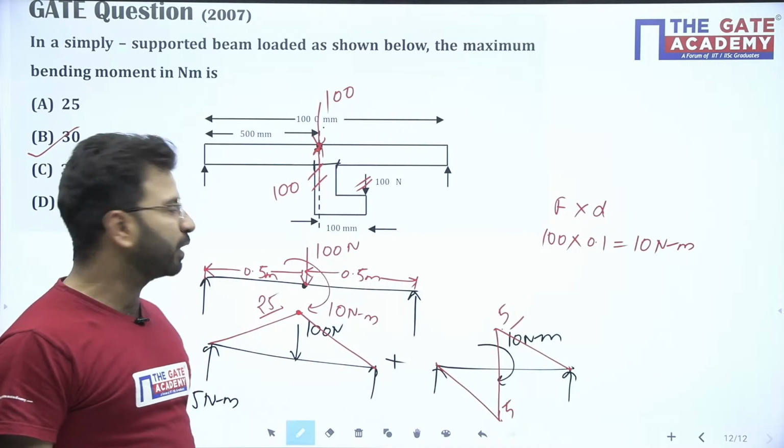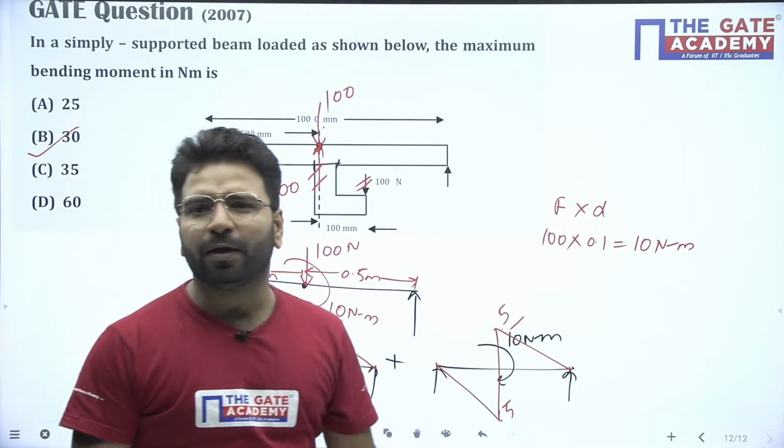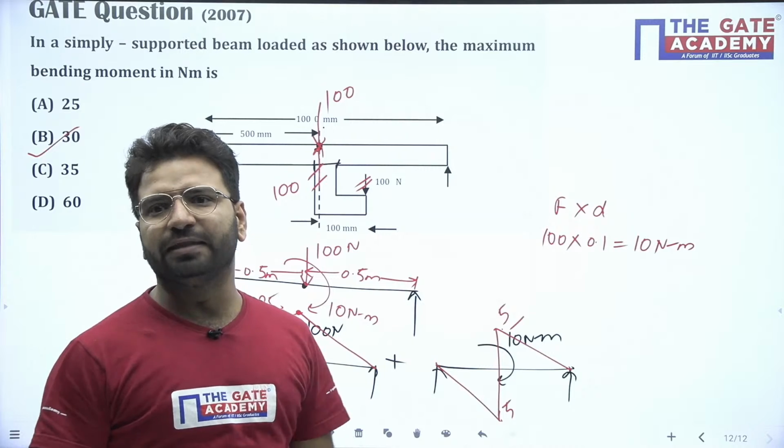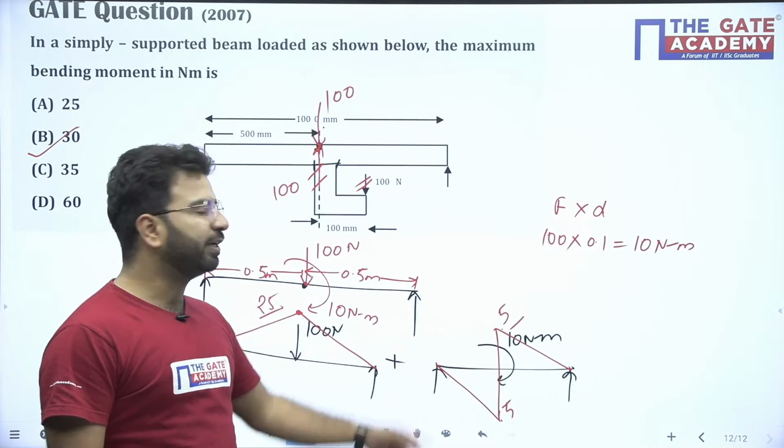Maybe you can say, sir, I will calculate the bending moment directly. You can calculate, not a problem. But if you know this thing, without using the pen, you can tell the answer. The answer will be 30. Okay, 25 is coming from this, 30 is coming from this.